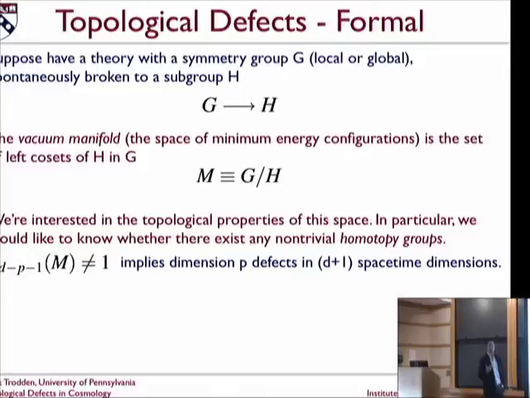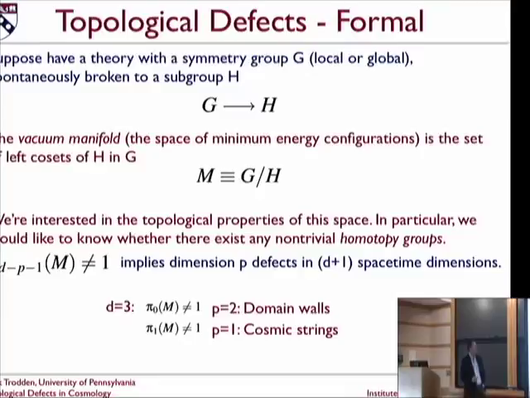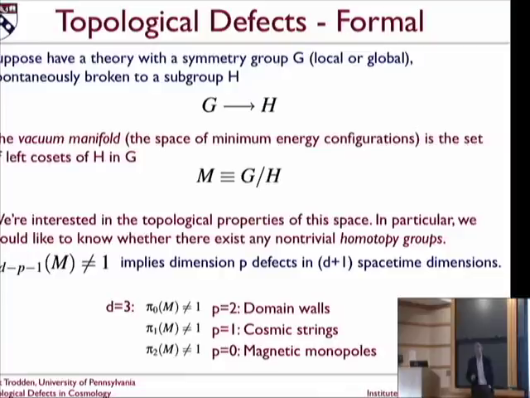In the case of three dimensions, D equals 3, so we're in 3 plus 1, this just reduces to the statement that if pi 0 is non-trivial, you get domain walls. If pi 1 is non-trivial, you get cosmic strings. And if pi 2 is non-trivial, you get what I call magnetic monopoles. Okay? This is a sort of formal way to tell if a theory will give you the structure.